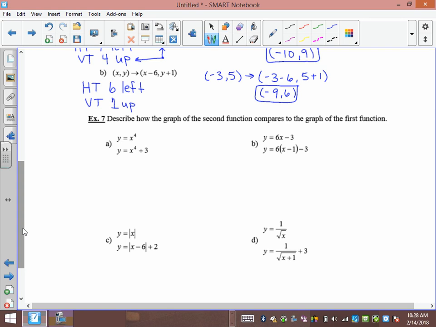Okay, so this is the original. The original has an x to the 4. So the y and the x to the 4 are all the same, correct? The only thing that's changed is this plus 3. Is it with the x? No, so it's at the back. So what is it? A vertical translation, 3 up.